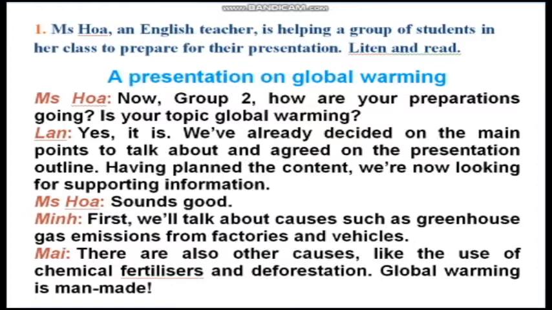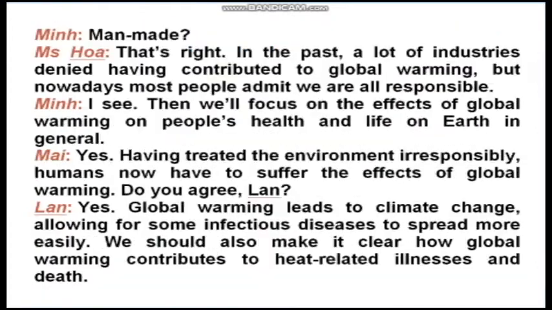Sounds good. First, we'll talk about causes such as greenhouse gas emissions from factories and vehicles. There are also other causes, like the use of chemical fertilizers and deforestation. Global warming is man-made. Man-made? That's right. In the past, a lot of industries denied having contributed to global warming. But nowadays, most people admit we are all responsible.